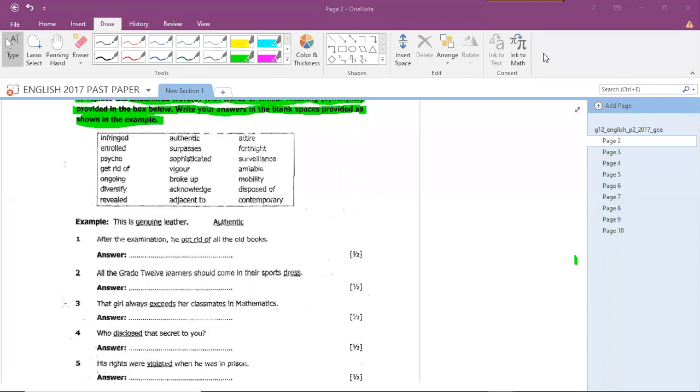All right, so let's continue. As you can see here, the word genuine is synonymous with authentic, something that is close to real, something that has an authentic appeal, a realistic appeal. So genuine is synonymous with the word authentic.